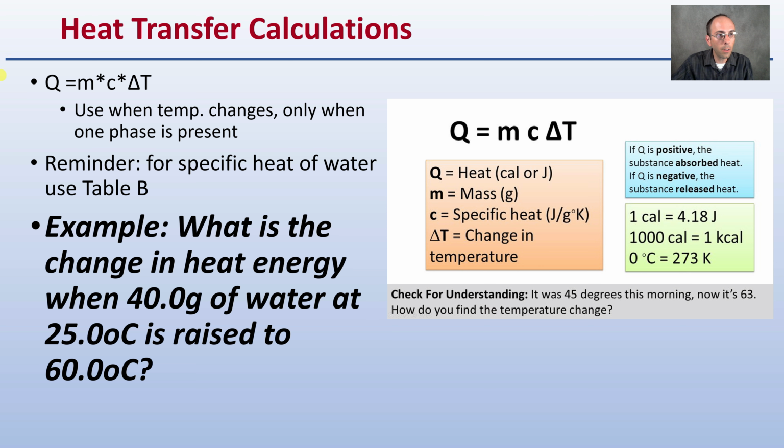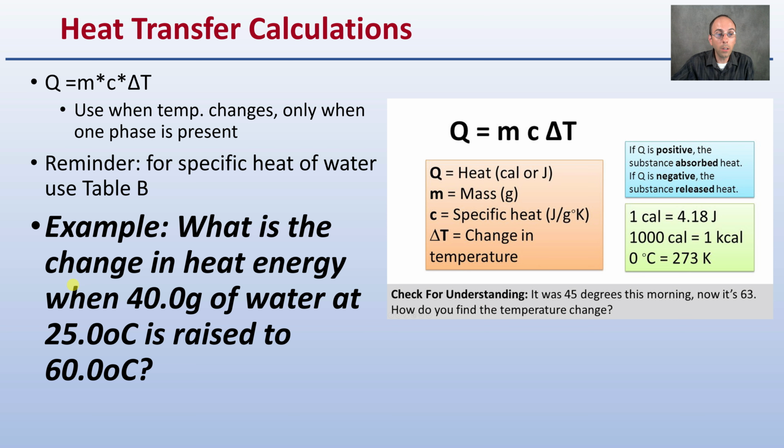So we're looking at our heat calculations. Q equals M times C times delta T. This is used when temperature changes only when one phase is present. As a reminder, for specific heat of water, use that table B, or that first table that I provided you with in that second slide there.